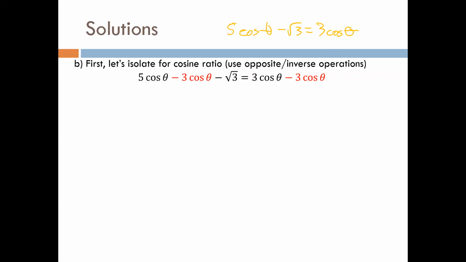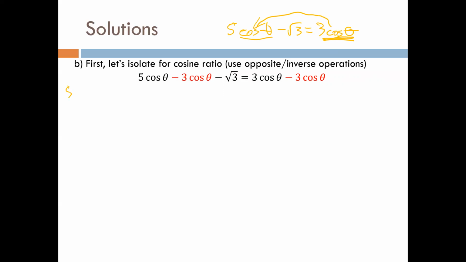Okay, so the first thing I need to do is, again, isolate for my cosine ratio, right? What am I trying to isolate for? The cosine ratio. That's what I'm trying to get on its own. So the first thing I would do is, just like before, kind of like collecting like terms, I want to bring all the cosine theta terms to one side.